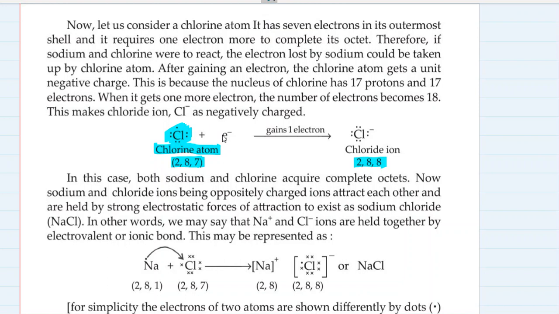So here you can see chlorine is accepting 1 electron, gaining 1 electron, and becomes a chloride ion, which has a unit negative charge. Now, similar to sodium, we will analyze what happens with chlorine over here. Chlorine initially had 17 electrons and 17 protons. It was chemically reactive but electrically neutral.